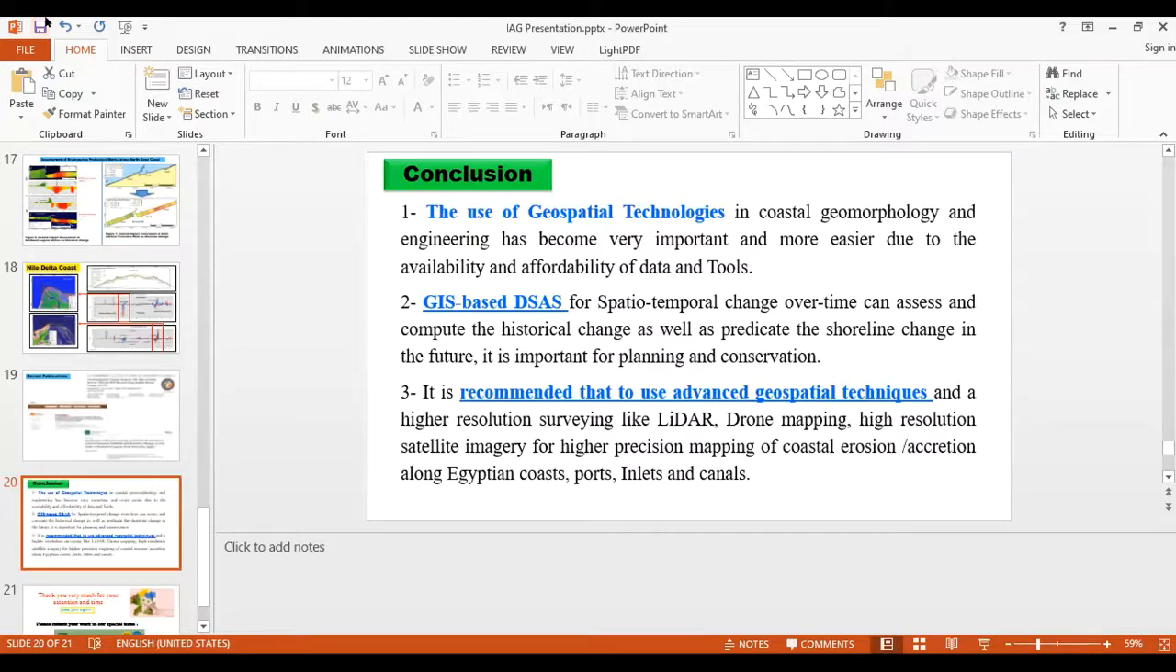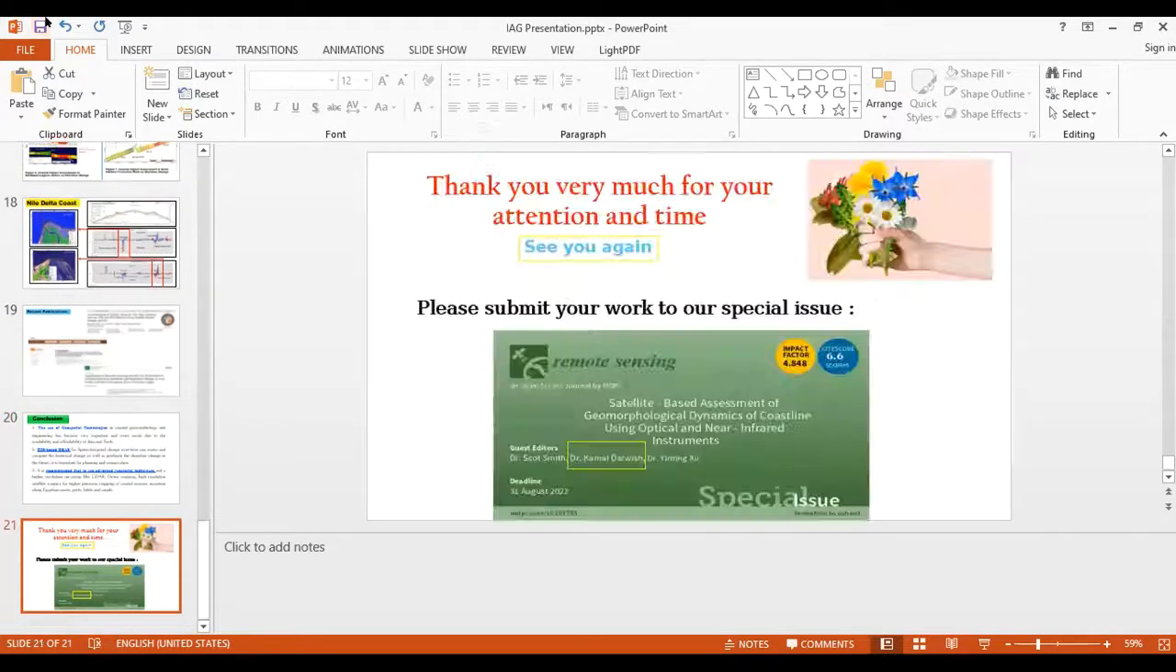And it's very important for planning and conservation. It's recommended to use advanced geospatial techniques and higher resolution surveying like LiDAR, drone mapping, and high resolution satellite imagery for higher precision mapping of coastal erosion and accretion along the Egyptian coasts, ports, inlets, and canals.